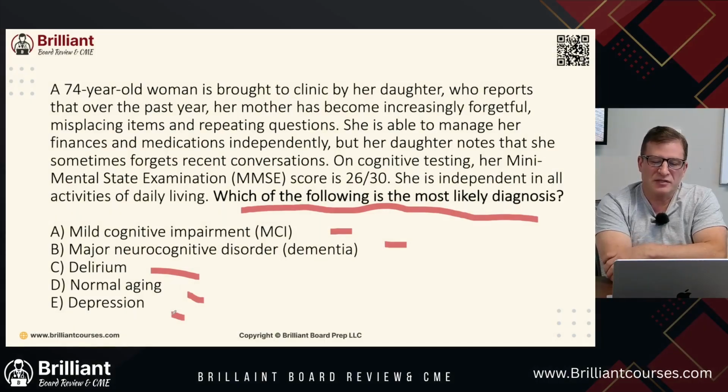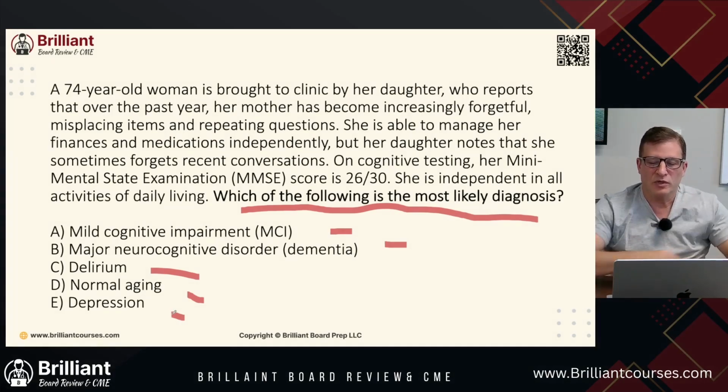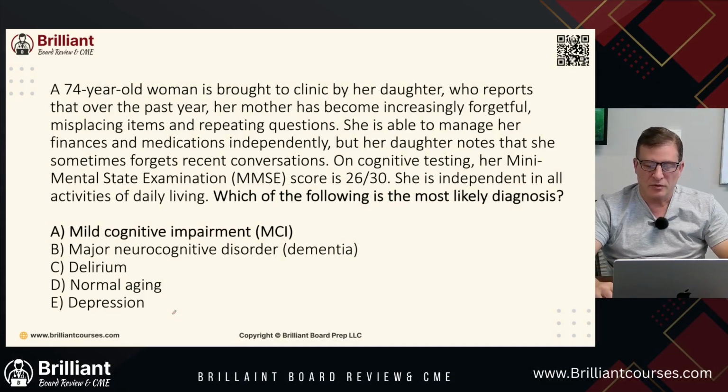On cognitive testing, her mini mental state examination scores 26 over 30. She is independent in all of her activities of daily living. What is her likely diagnosis? Mild cognitive impairment. Now let's go back and we'll briefly discuss the mini mental state exam.